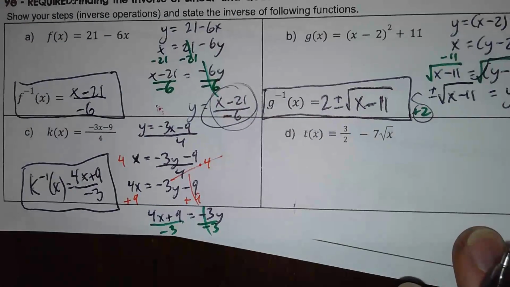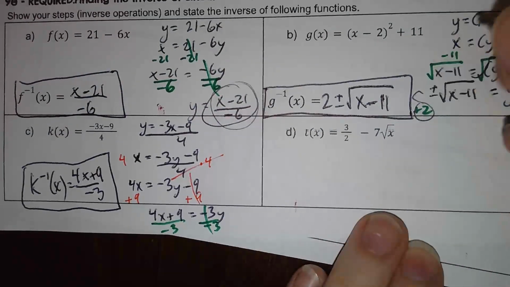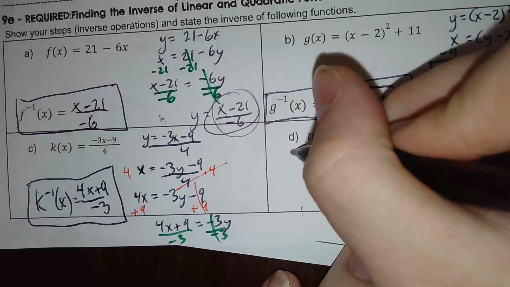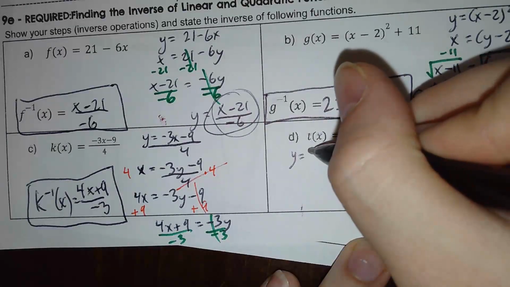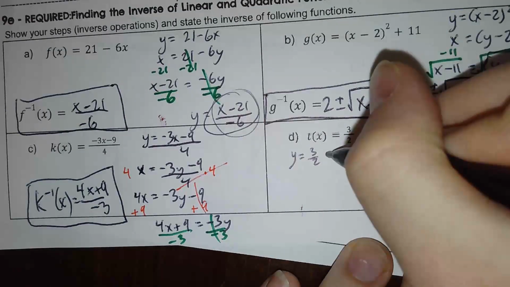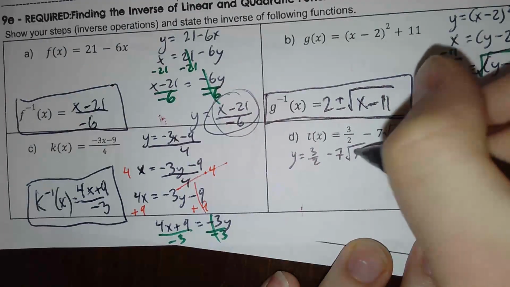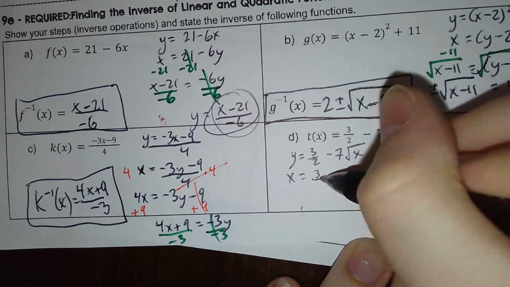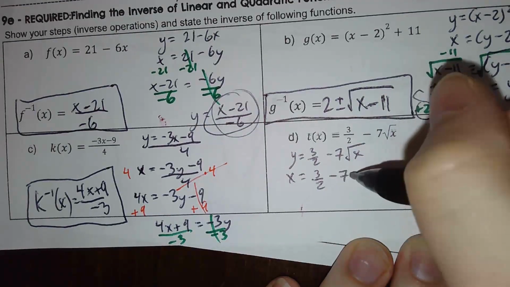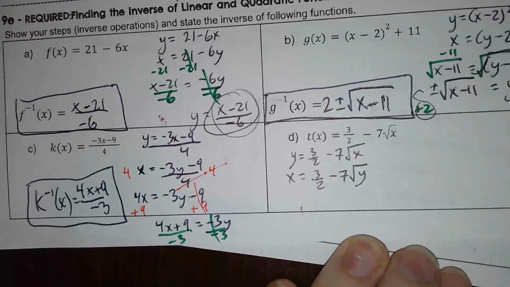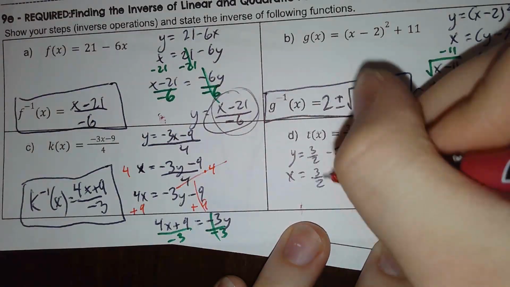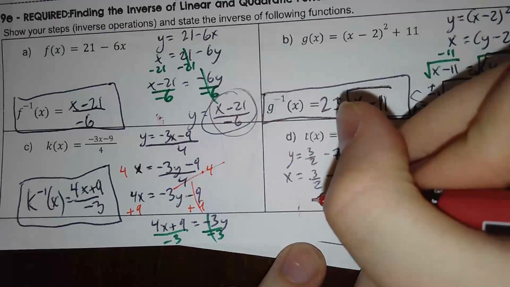Okay, letter D. Letter D is a very strange one, but I'm going to go ahead and try to solve this one. Y equals 3 over 2 minus 7 root x. Switching x and y, I'll get x equals 3 over 2 minus 7 root y. I will try to get y by itself, so I'm going to go ahead and get rid of this 3 over 2 first. So I will subtract 3 over 2.